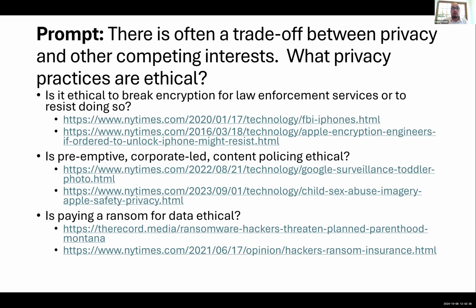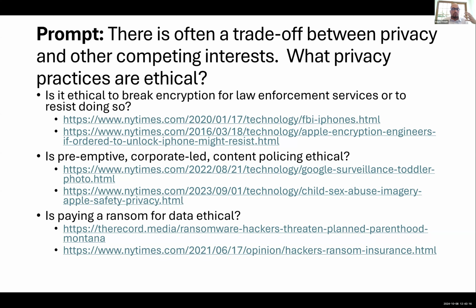So here's an example of one of the prompts. One of the weeks, the video prompt was, there is often a trade-off between privacy and other competing interests. Which of these practices are ethical? And actually, one of the examples is exactly the one that Raj had mentioned earlier. I asked one of the groups to tackle the issue of, is it ethical to break encryption for law enforcement services? And is it ethical to resist doing so? Because there was recently a New York Times article about how some engineers might resist actually trying to break encryption for various reasons. Is preemptive corporate-led content policing ethical?